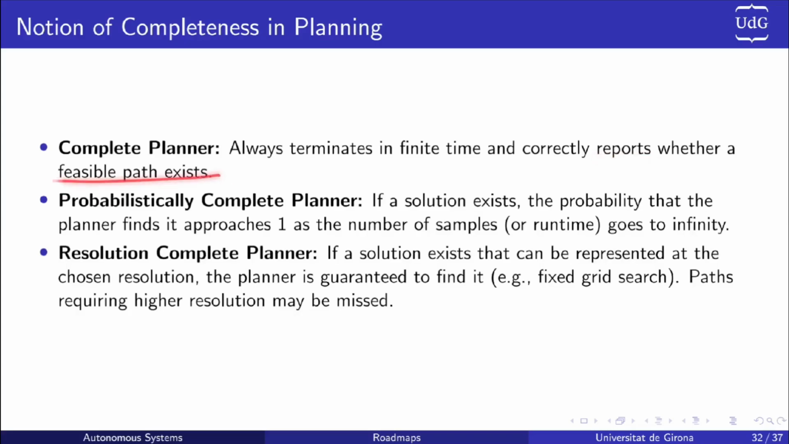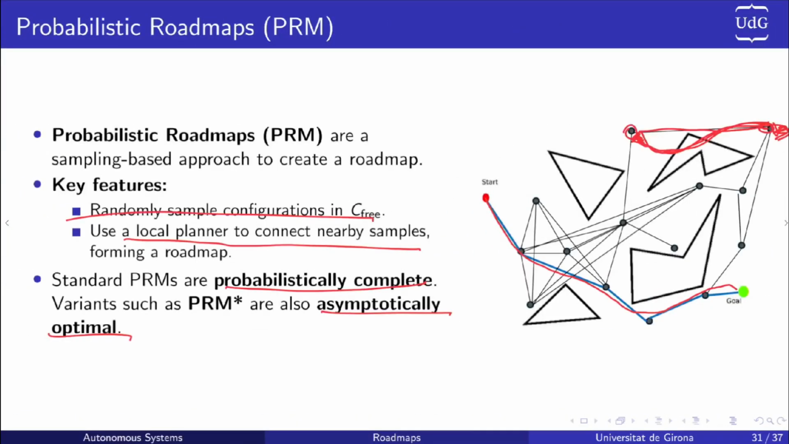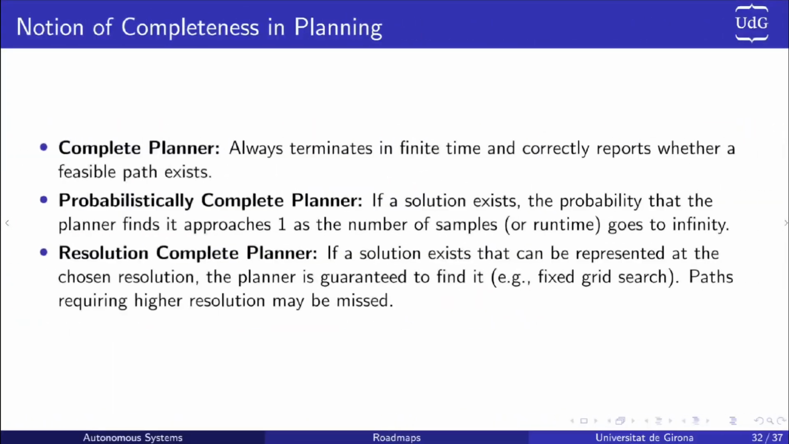A probabilistically complete planner, which is what we have said roadmaps are, is a little bit different. If a solution exists, the probability that the planner finds it approaches 1 as the number of samples increases. The more samples you have, the closer you are to this 1.